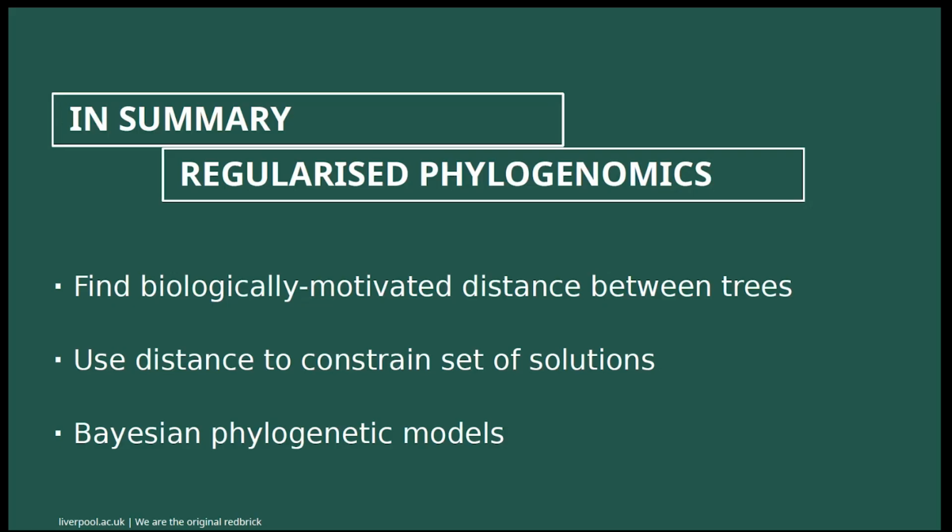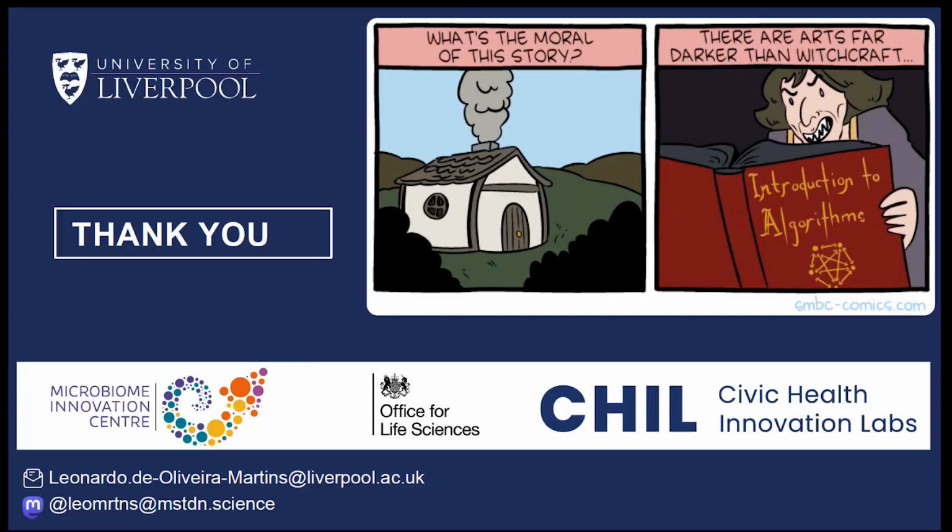And so, in summary, this is what I usually do. I find a biologically motivated distance between trees or between graphs, between anything. And then we use this distance to constrain the set of solutions, to regularize the solutions. And I think that's it. Yeah, thank you.